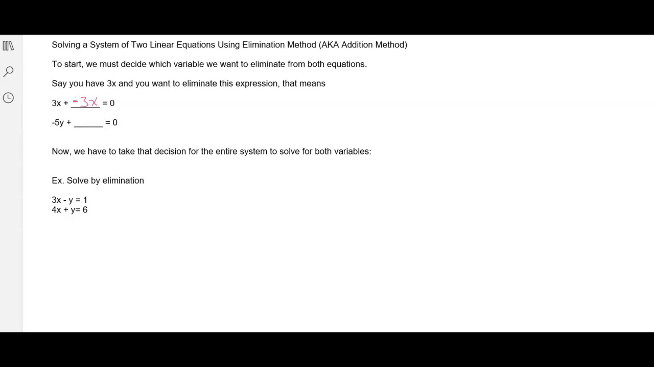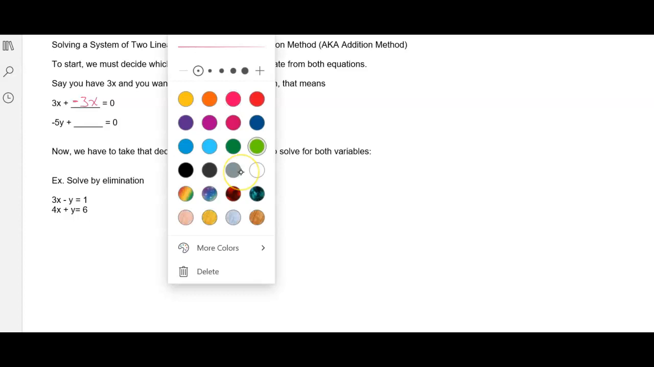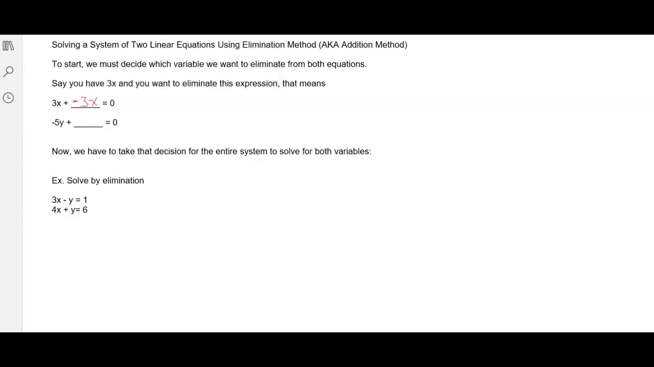Now, let's say that we have a negative 5y and we want to eliminate that one. Then in order for us to eliminate negative 5y, we need to add a positive 5y.